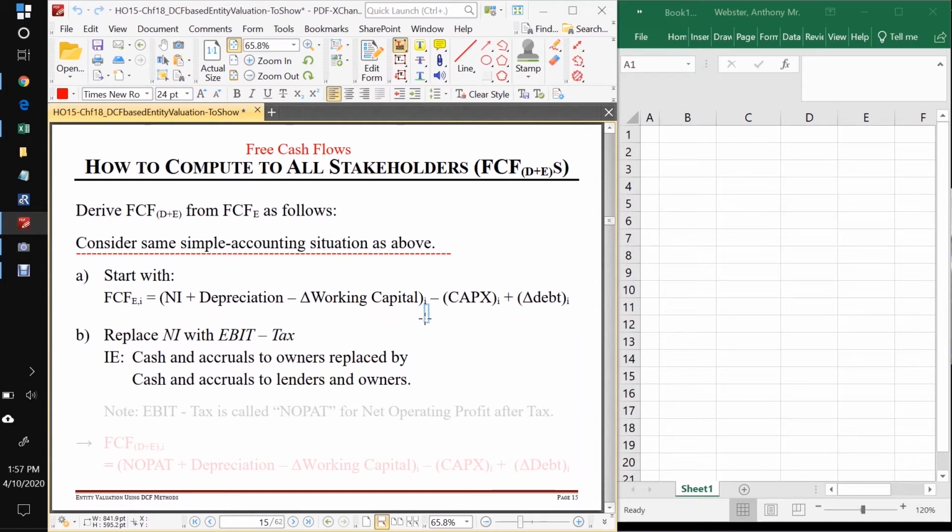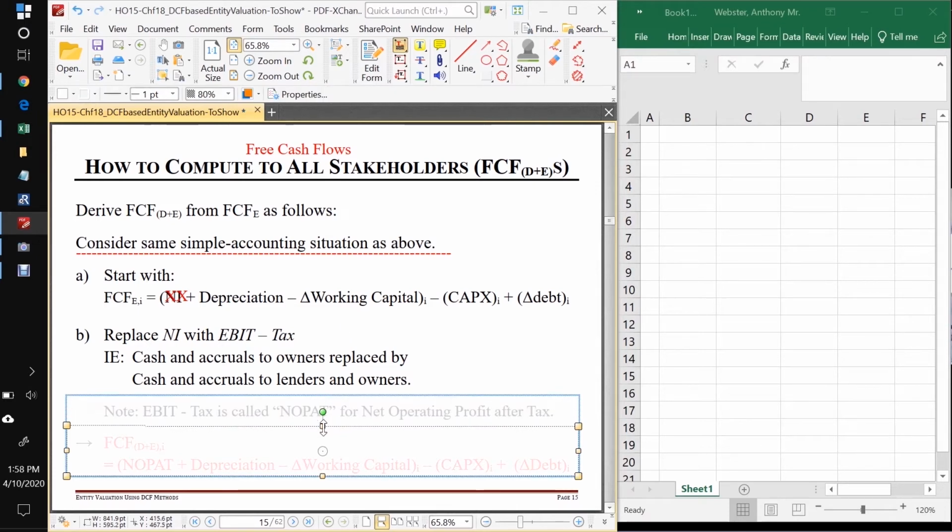All we really have to do is replace up here net income with EBIT minus tax. And what's EBIT minus tax? That's cash and accruals to lenders and owners. Net income is cash and accruals from operations to owners. So we're replacing that with cash and accruals to lenders and owners. That's what EBIT minus tax represents. Remember, all of our cash flows we want to be after tax. So that's why we include this tax term here.